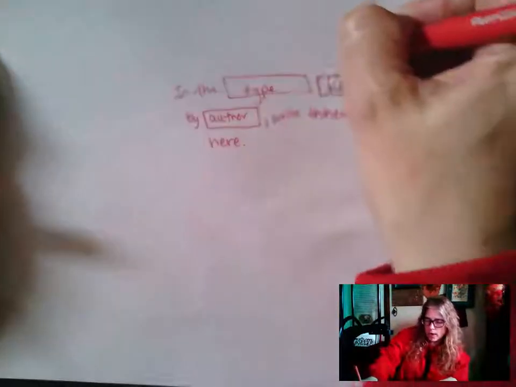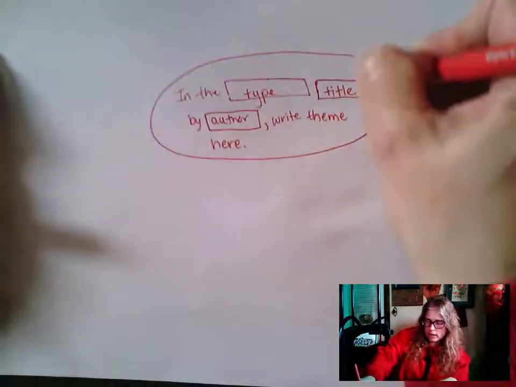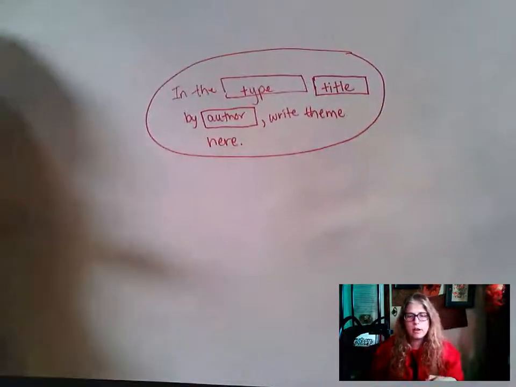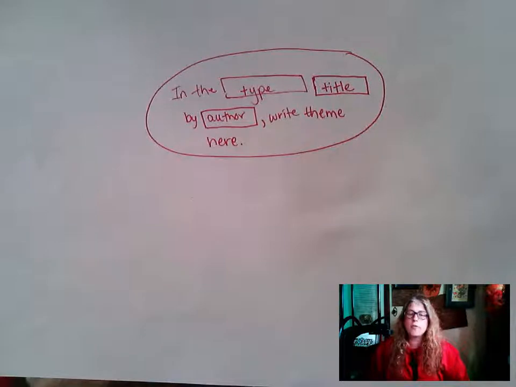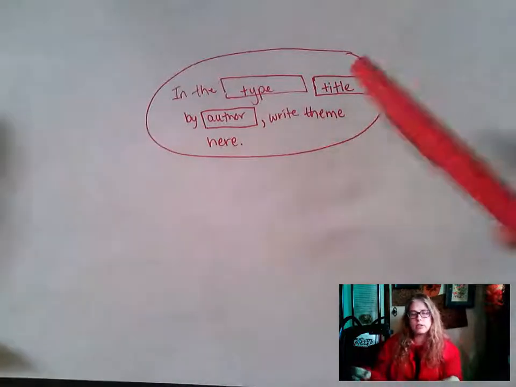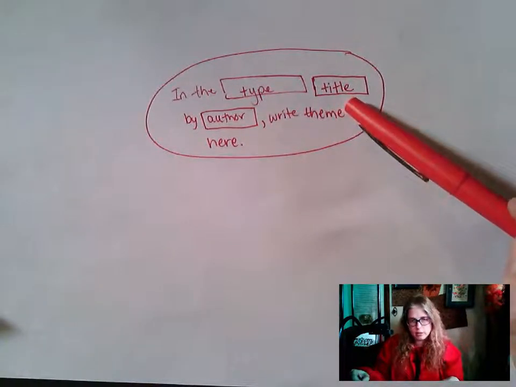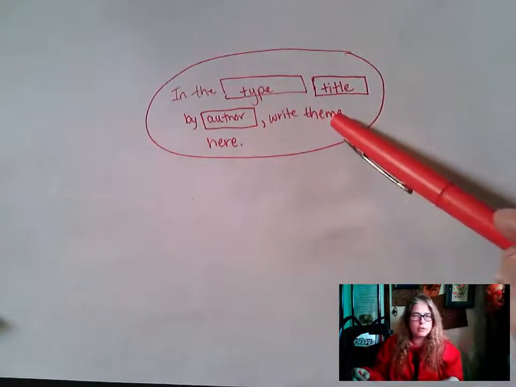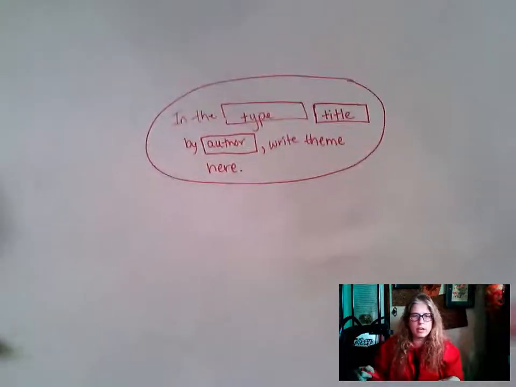So just keep in mind that in this particular essay, you can't just throw your theme out like, fear is a powerful motivator, because your reader has no context for what you're talking about. So you want to make sure that you introduce the type of the story, the title of the story, the author, then you write your theme. And I'll show you some examples of that here in a minute.